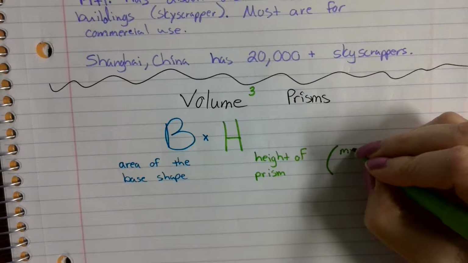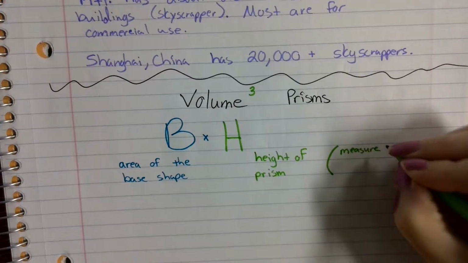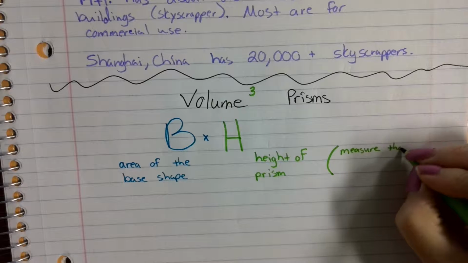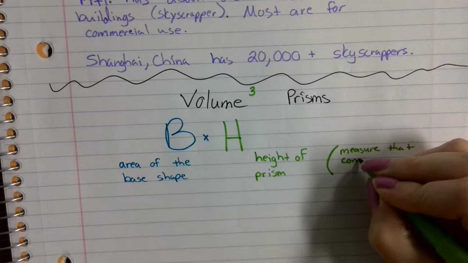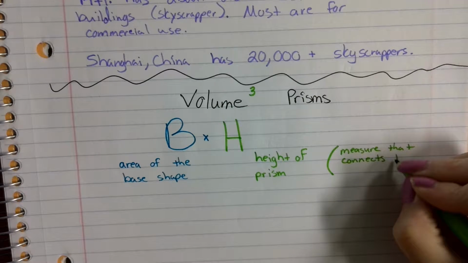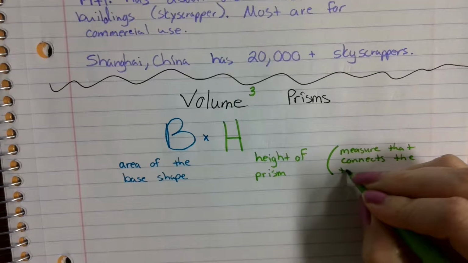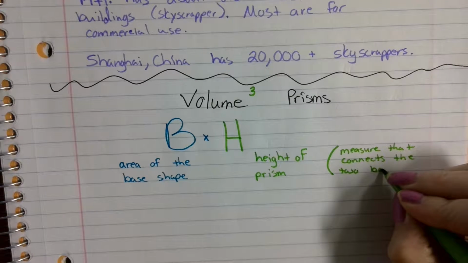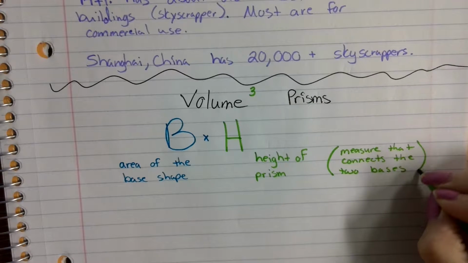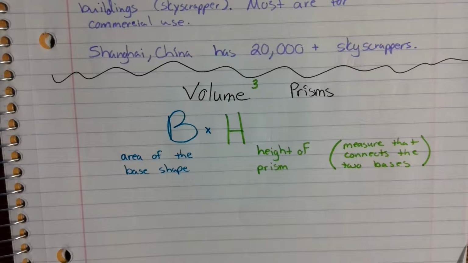So you want to write that down. It is the measure that connects the two bases. That measurement that's going to connect your first base to your second base. So if it's a triangular prism, it's the measurement that connects the two triangles together. If it's a rectangular prism, you pick out which rectangle is your base and the measurement that connects those two rectangles together.